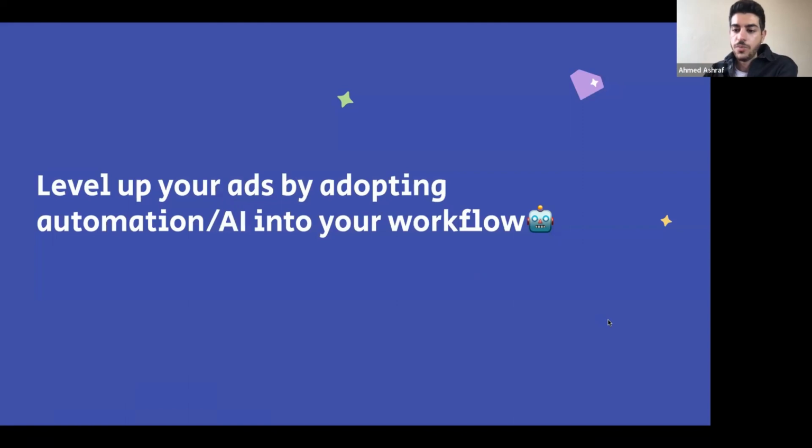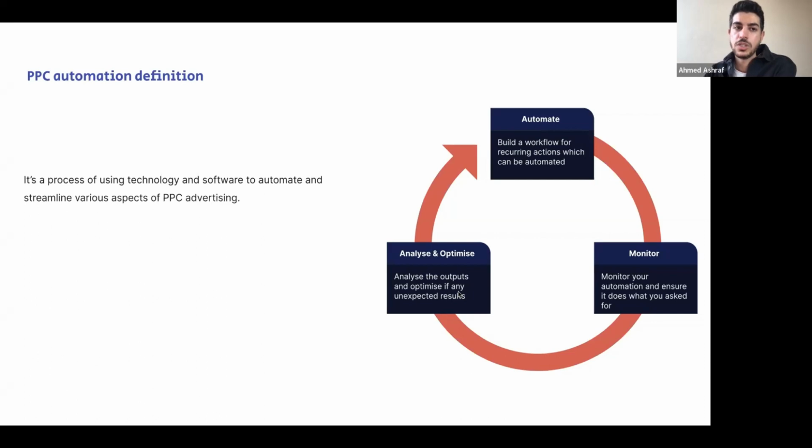All right, hopefully this was helpful. Moving into level up your ads by adopting PPC automation. So basically, we will discuss more about how to actually implement AI into PPC automation and the definition of PPC automation. So PPC automation is basically a process of what you can implement manually in advertising, but this is not replacing the advertiser. This is to make the advertiser or PPC specialist workflow easier.